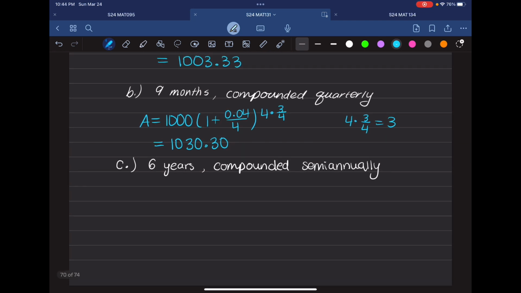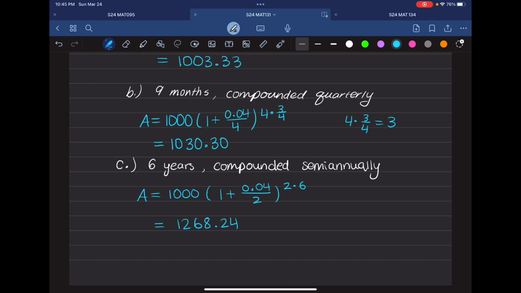And then this last one, we have 6 years compounded semi-annually, and we can just plug into our compound interest formula. So A is equal to our principal times 1 plus 0.04 divided by 2, because we're compounding semi-annually, which means twice each year. We raise that to the 2 times t, which is 6 years this time. And now we can plug this all into a calculator and get $1,268.24. And so this is the amount in the account.